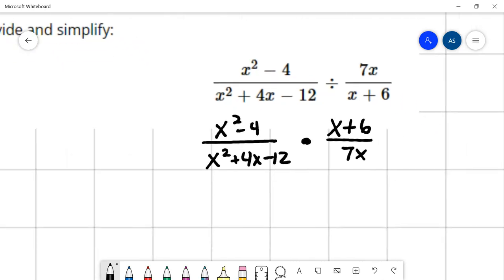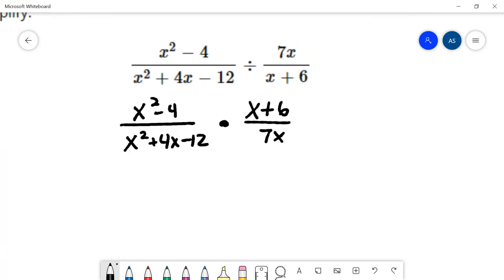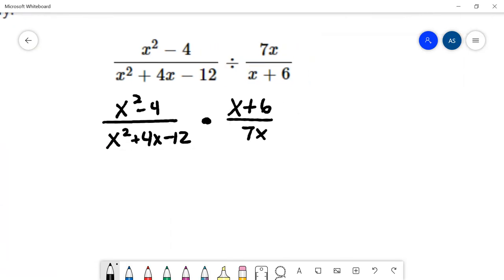Now once you have it changed to multiplication, we want to simplify by factoring everything we can factor and canceling any common factors. So starting off with x squared minus 4, we want to factor that. We always start with greatest common factor. There is no greatest common factor, so then I'm going to count how many terms we have. I've got 2 terms. 2 terms is my indication that I've got one of my special factoring patterns. And this squared is leaning me towards difference of squares.